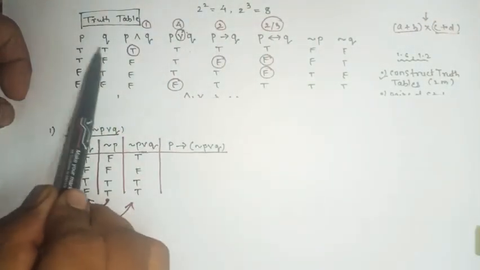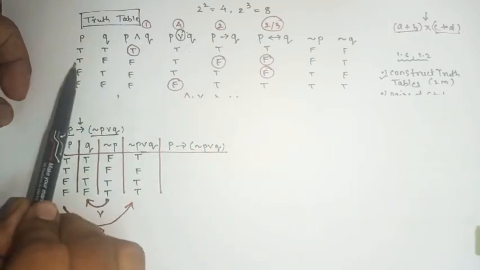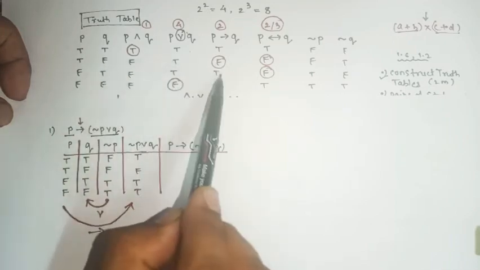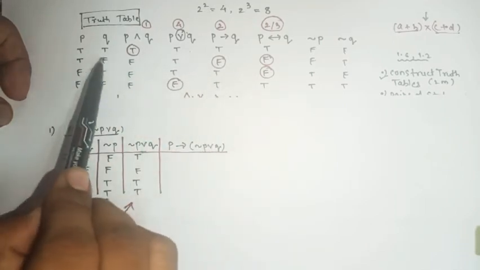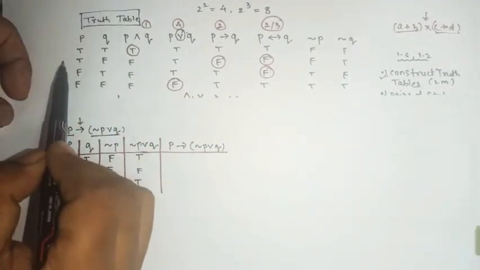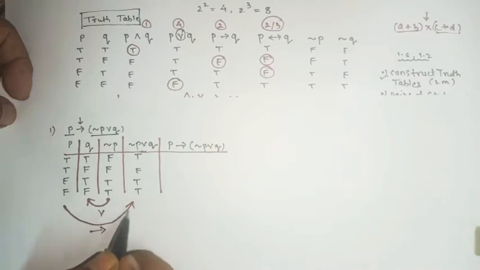True implies true is true, true implies false is false, false implies true is true, false implies false is true. That means only true implies false is false and the rest will be true. So simply focus on this, true implies false. See the first alphabet. Now we have to see like this, yes or no. Don't go in reverse; if you go in reverse, the answer will come wrong. So now like this, okay.